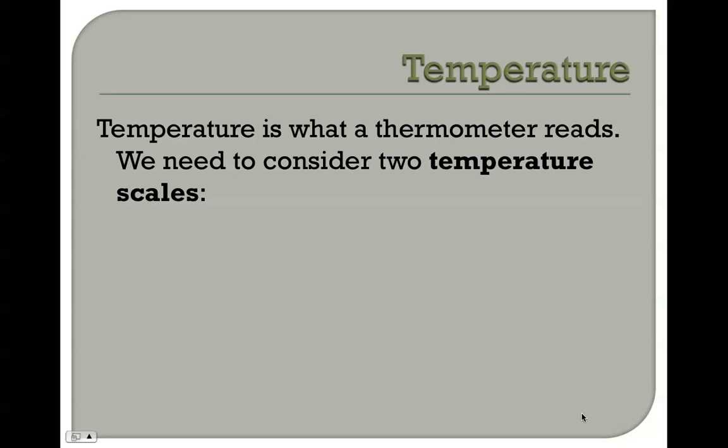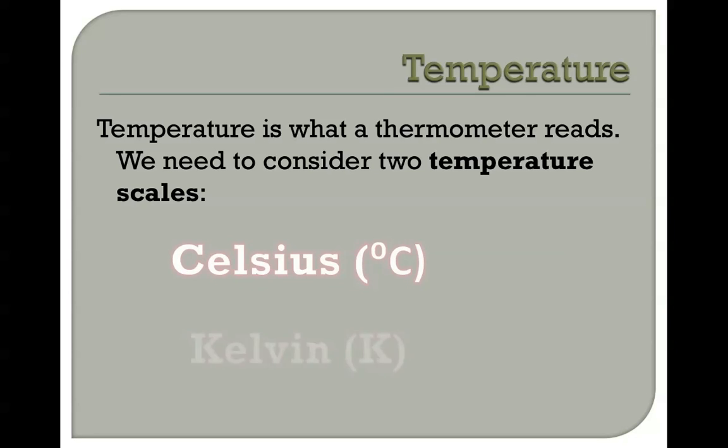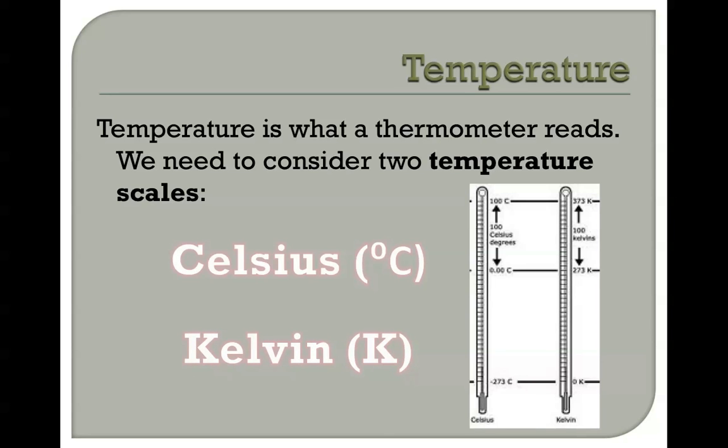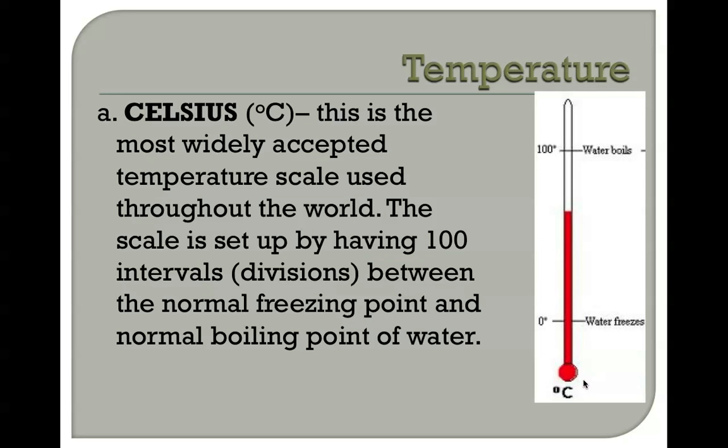We need to consider two scales. We have both the Celsius scale that we use in chemistry and the Kelvin scale. These are related in terms of the increments, but various points do change that we'll mention in just a moment. So Celsius, this is probably the most widely accepted scale throughout the world. It's set up by having 100 intervals between the normal freezing point and normal boiling point of water. So it's based on the freezing point and boiling point of water, between 0 and 100 degrees Celsius.